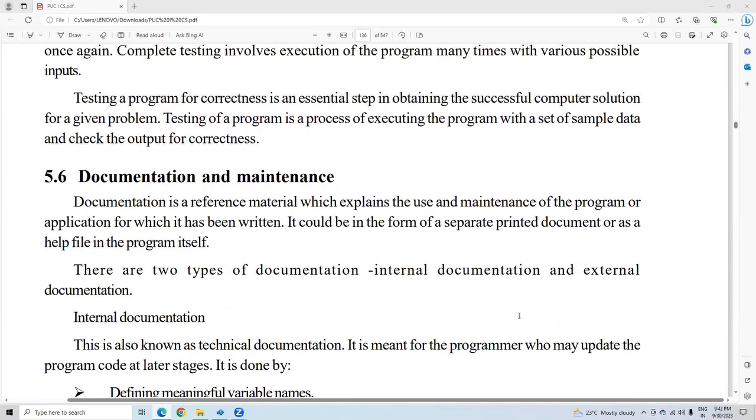So, documentation, and one more thing: testing a program for correctness is an essential step in obtaining a successful computer solution for a given problem, right? So it's a very important section, testing. Testing of a program is the process of executing the program with a set of sample data and checking the output for correctness for various inputs.